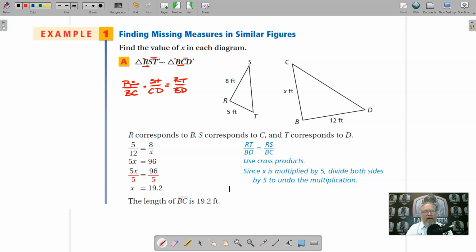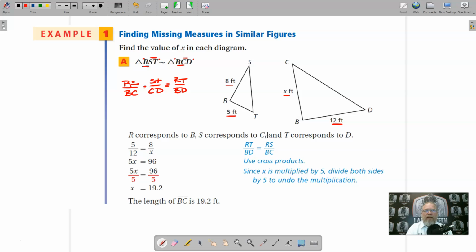Now let's see what they give us. We know that RT right here is 5. So 5 is to, how are they doing it? RT is to BD, I'm sorry, which is 12. So 5 is to 12, and we see that right here. And then we have RS, the first, and so it matches up with BC. Looking at BC, we have 8 is to x. So 8 is to x.